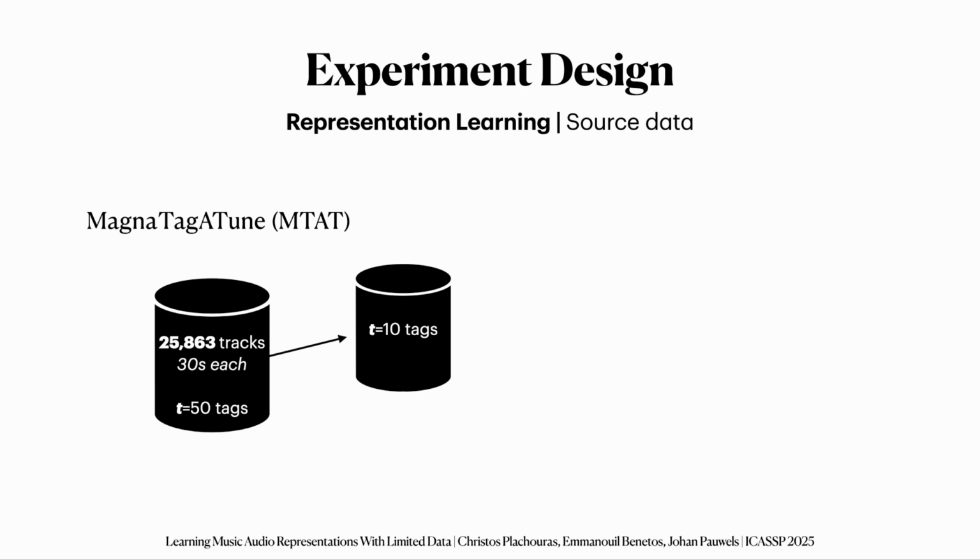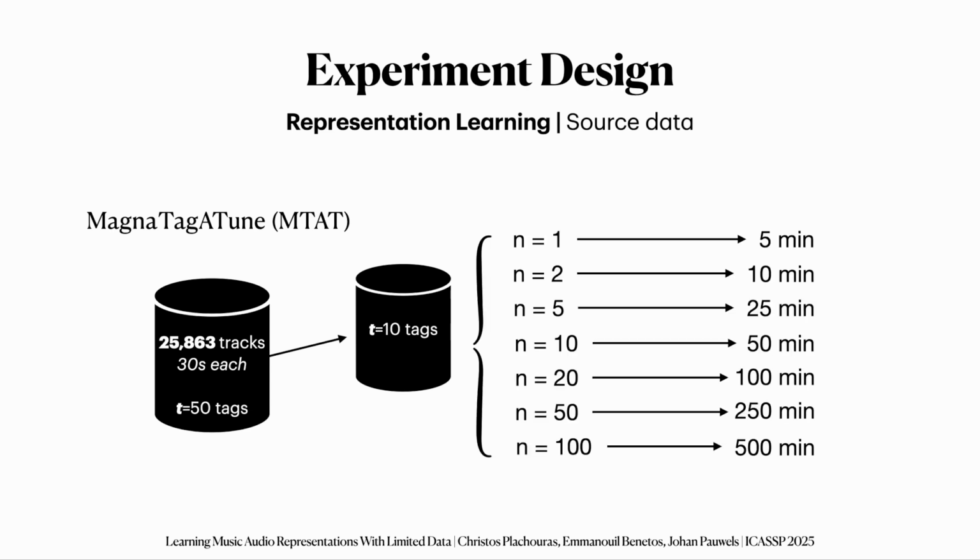We then create a subset of this dataset with tracks that belong to at least one of the top 10 genres in the dataset. And we create different subsets with different amounts of data. So for example, for n equals 1, we choose one track from each of the 10 genres. So n equals 1 will be a subset of 10 tracks, each belonging to different genres. For n equals 2, we would have 2 tracks from each genre. This results in subsets from 5 to 500 minutes.